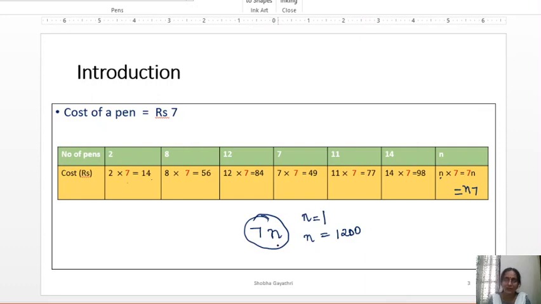The value of n keeps changing. It is known as variable. The value which changes every time, it is known as variable. And 7 is fixed here. It is constant.